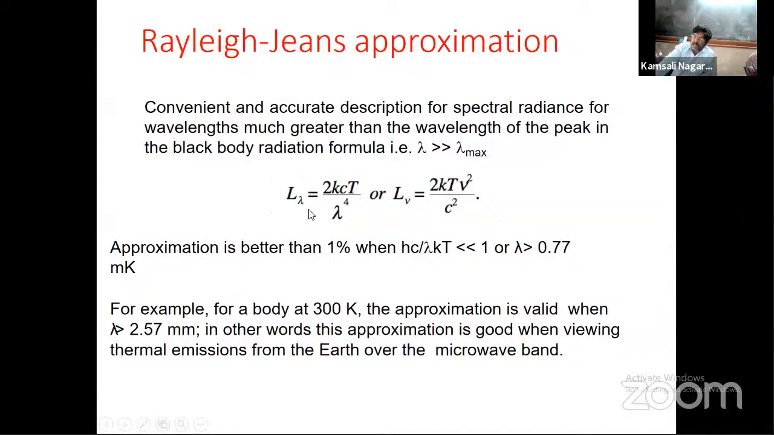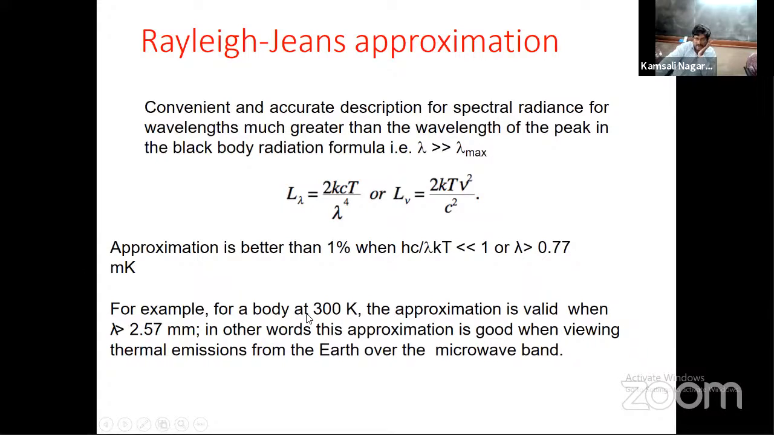Here, in the case of lambda, it is inversely proportional to the wavelength, or we can also expect it is directly proportional to the frequency. The approximation is better than 1%. The Rayleigh-Jeans approximation is better than 1% when hc by lambda kT is much less than 1, or the wavelength should be more than 0.77 times temperature. Sorry, I missed one temperature here. It should be 0.77 times T in millikelvin, because milli is there, Kelvin is there.